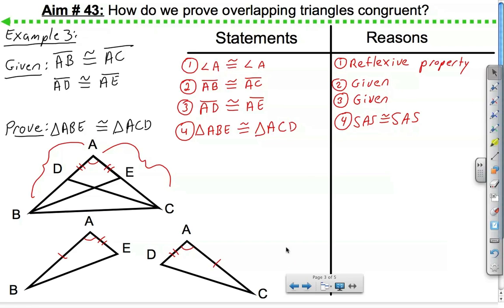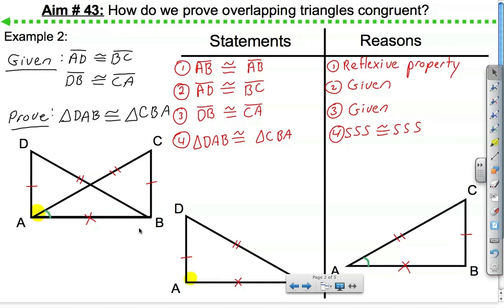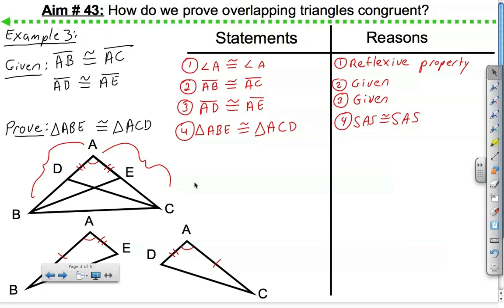Alright, so you saw three examples. The first example, let's just go back and take a look. You had to pick out what do they have in common. So they're either going to have a side or an angle in common. Second example, they had a side in common. We still separated the two triangles, and we proved them congruent. And the third example, they had an angle in common, and we still separated the two triangles and proved the triangles congruent by side angle side.